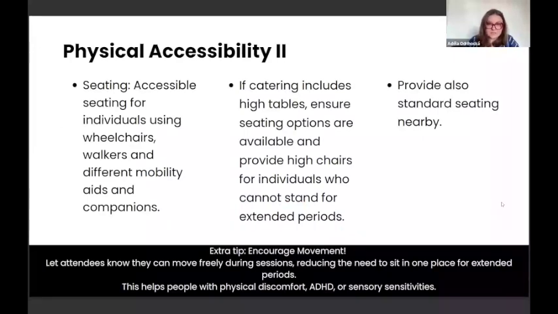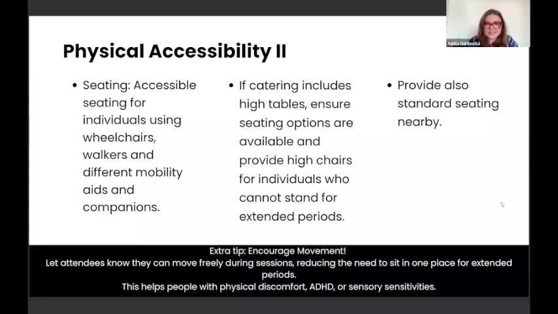So you need to make sure as well that the seating is accessible. So you can plan seating for individuals using wheelchairs, walkers, different mobility aids, and for their companions. Make sure that there is space to move freely, to turn around, that it's not very tight. And there's also one point that is very important and very often forgotten when organizing inclusive, accessible venues and events.